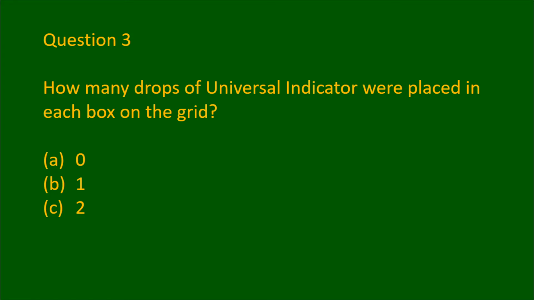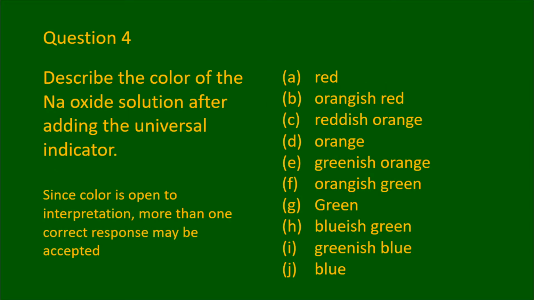Question 3. How many drops of universal indicator were placed in each box on the grid? A. 0. B. 1. C. 2. Question 4. Describe the color of the sodium oxide solution after adding the universal indicator. Since color is open to interpretation, more than one correct response may be accepted.